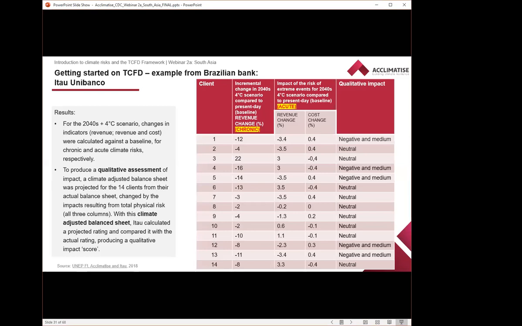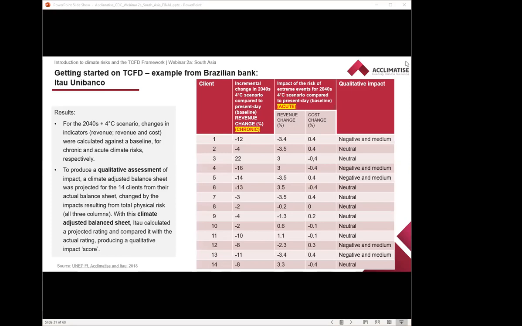Okay, and so this slide shows a table with the results that they calculated. Looking at the second column from the left, this shows how the chronic hazards or extreme events changed revenues for this group of 14 clients. The two columns to the right of that show how the acute hazards changed revenues and costs for their clients in the agriculture sector. And these changes were calculated as change by 2040 from a current baseline. The final column shows Itaú's qualitative assessment of the climate impacts.